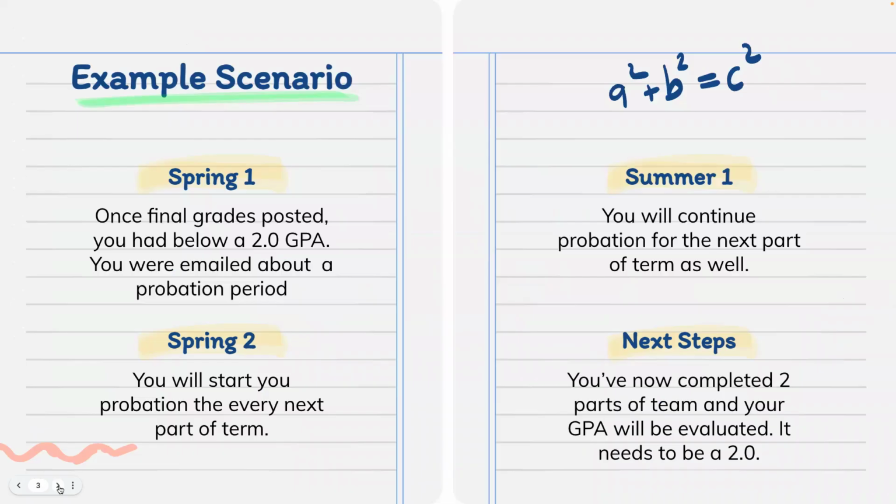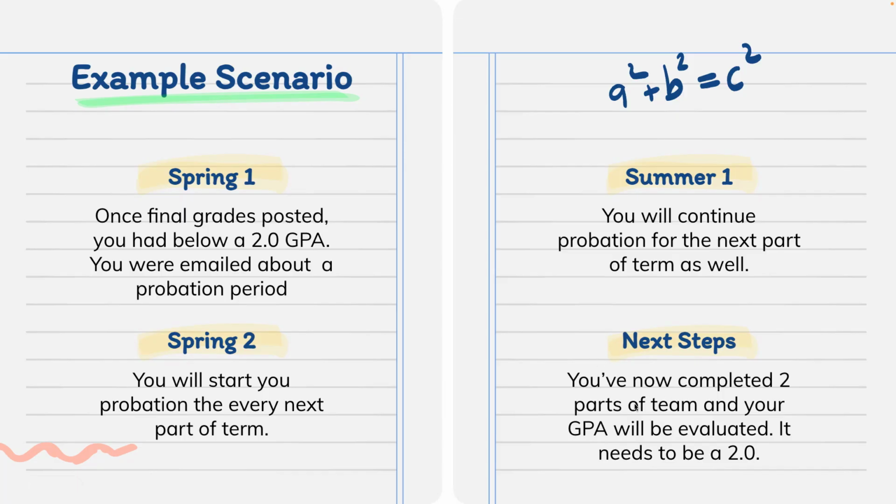Okay. So, an example of what that looks like is, let's say that at the end of spring one, you were sent an email that your GPA was below a 2.0 and that you were entering a probation period. Then the very next part of term, you will start your probation period and you will continue on it for 2 parts of term. Okay. So if you were notified in spring one, then that would be spring two and summer one.